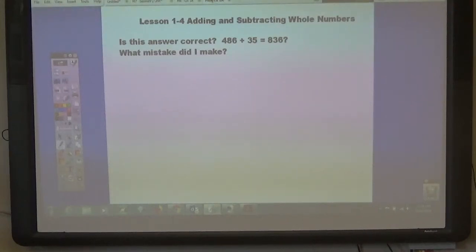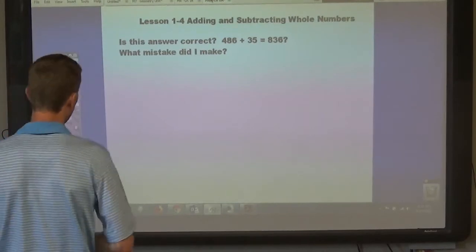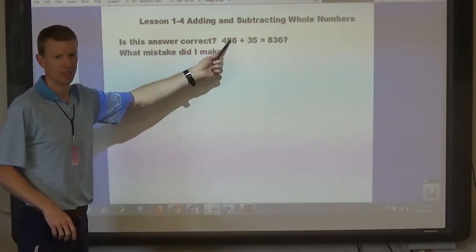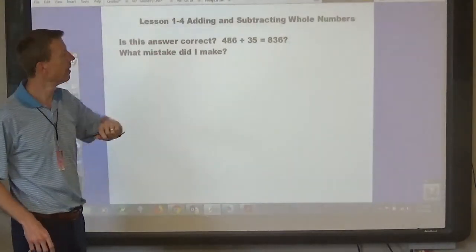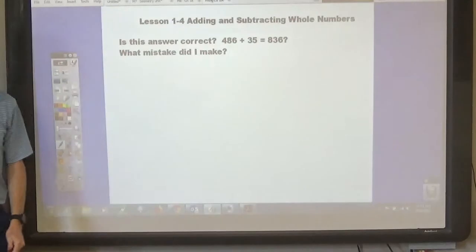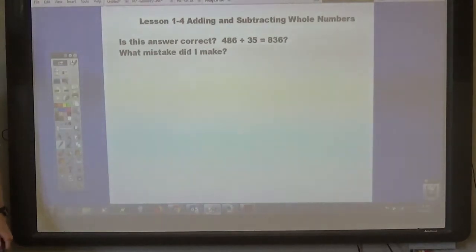Sixth graders, in lesson 4 we're going to review adding and subtracting whole numbers. I want you to look at this problem. Is this answer correct? No. Where's the mistake? Did you identify what mistake I made? Yes. What mistake did I make?